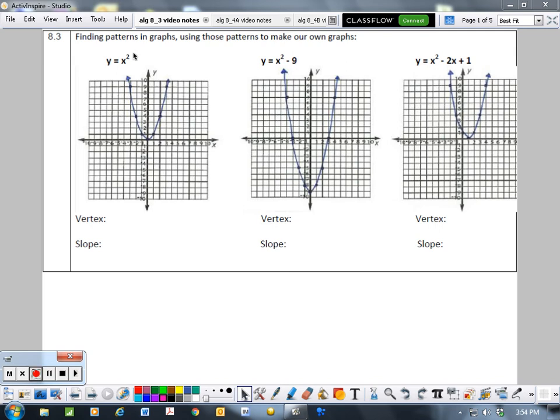So here we have the equation y equals x squared. So y equals x squared. And as we look at our graph, here's our vertex, which is at 0, 0.